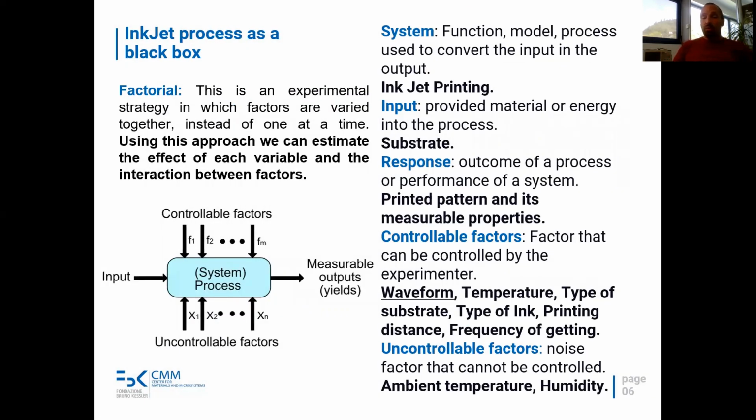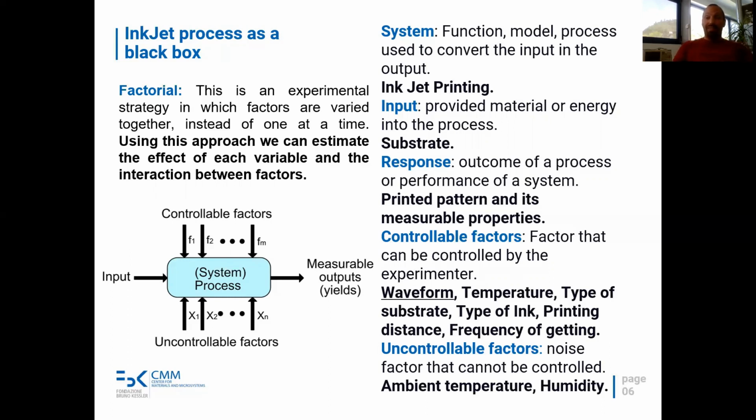So we decided to use a statistical approach. This statistical approach comes from a field called design of experiment, and we decided to conduct a factorial experiment. In this experiment, we vary all the factors together. In this way, we can estimate the effect of each variable, but also the interaction between the variables. We basically think about the inkjet process as a black box.